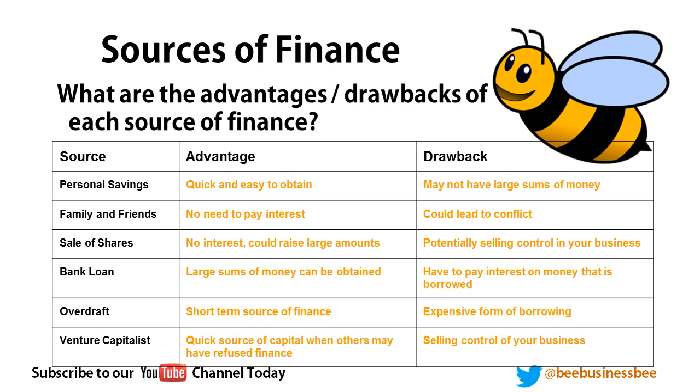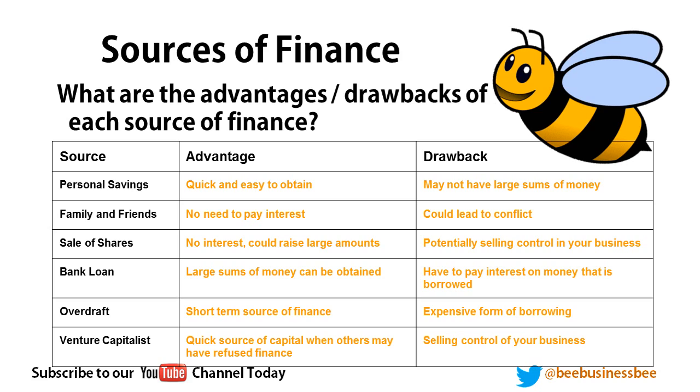However, it's an expensive form of borrowing with a higher interest rate than a bank loan, so that's a drawback. A venture capitalist, that's like Dragon's Den, when you see them on Dragon's Den. It's a quick source of capital when others may have refused, a bank has refused, or maybe family and friends that lend it you. However, a drawback to this tends to be that you're actually selling control in your business.